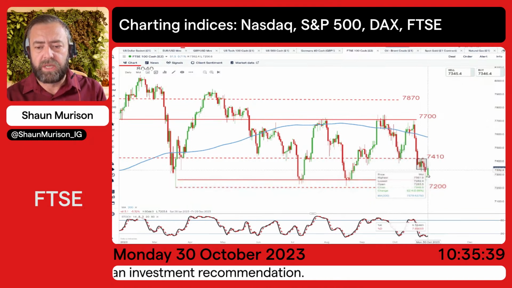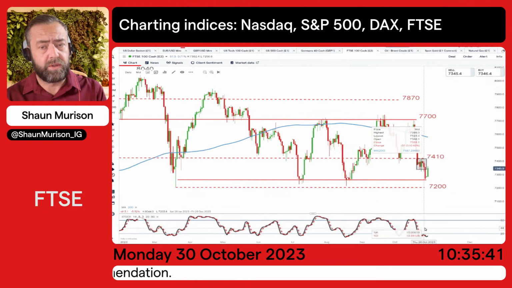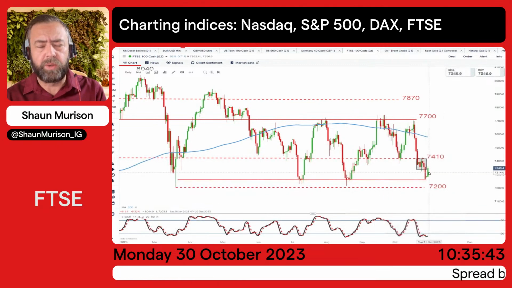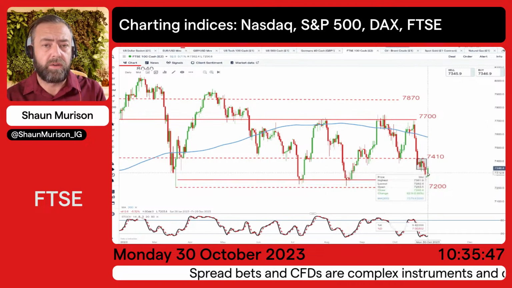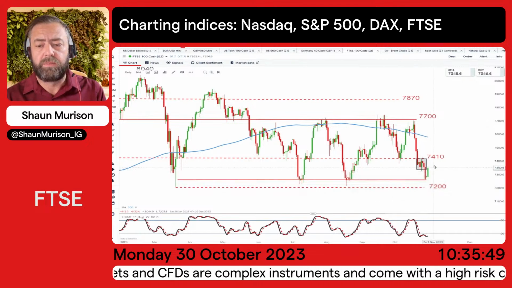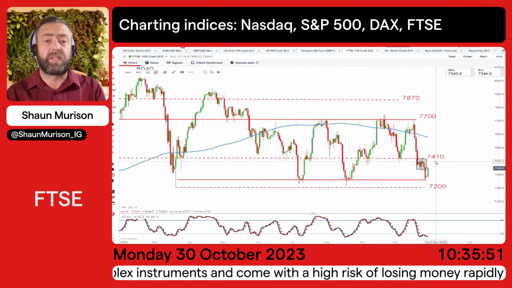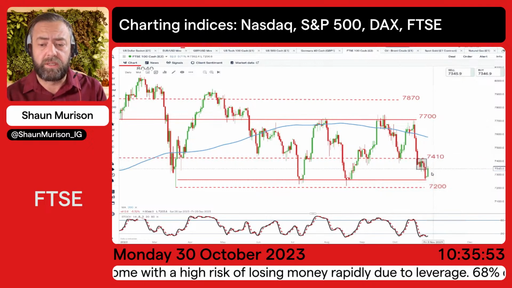Also, if this holds up, suggests a bullish reversal from oversold territory. So we do want to see a strong close like it is trading currently, or a close above at least a halfway mark of that preceding candle before we start targeting a move to that 7,410 mark once again.